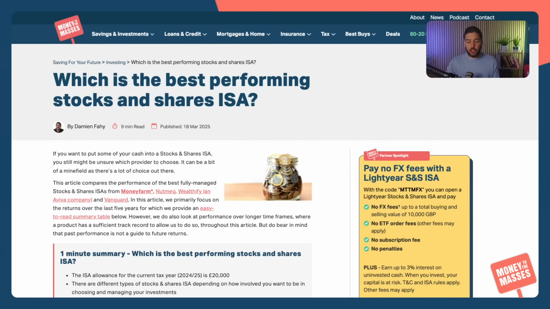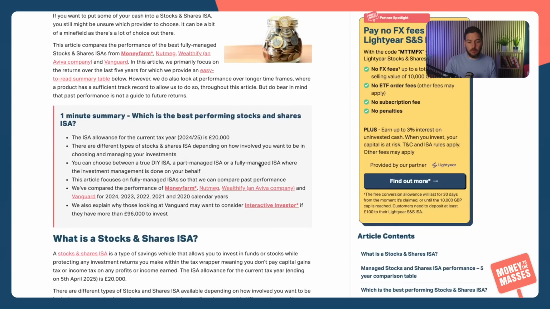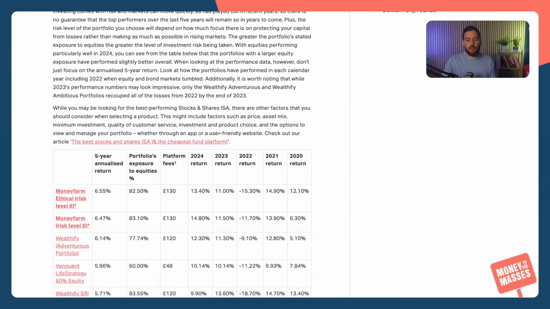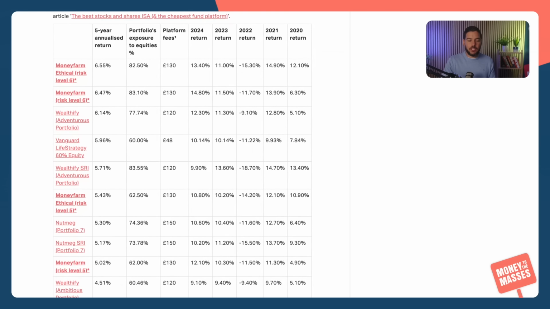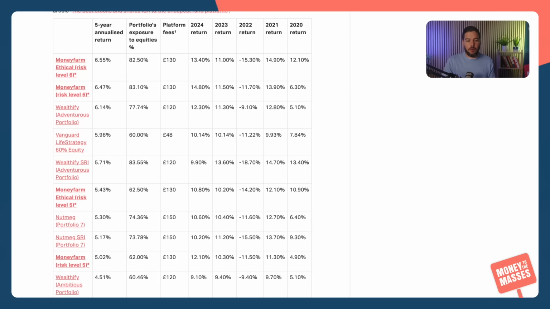If you're looking for managed ISAs, then have a look at Wealthify, Money Farm, and also Nutmeg. On screen, I'm just showing you an article on the Manage to Masses website where we've analysed the performance of managed portfolios, so managed ISAs from a variety of robo-advisors. Now, the managed ISA from Vanguard is not on here because it's relatively new. It doesn't have that track record, but we've got the Life Strategy funds on there. So you can look at this table at your own leisure.